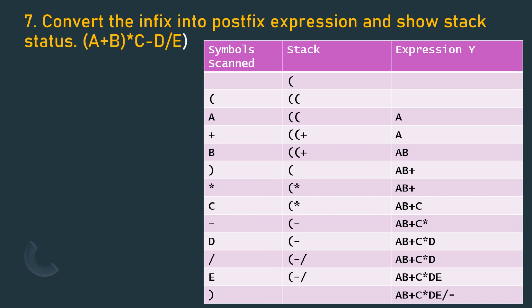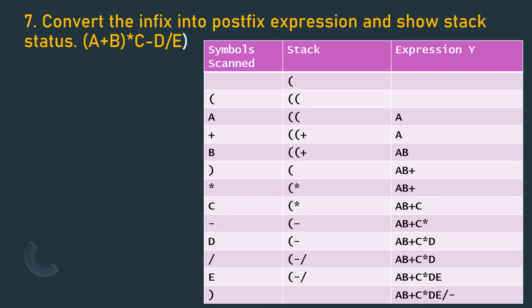Now minus is the operator which will come to the stack, but here already multiplication operator is there. And minus operator is having less priority than the multiplication operator. So multiplication operator which is having the higher priority will move to the expression part and minus operator will be pushed into the stack. Now D is the operand which will go to the expression part. Now division is one operator which will go to the stack where already minus operator is there and division is having higher priority than minus, so it will be placed in the stack.